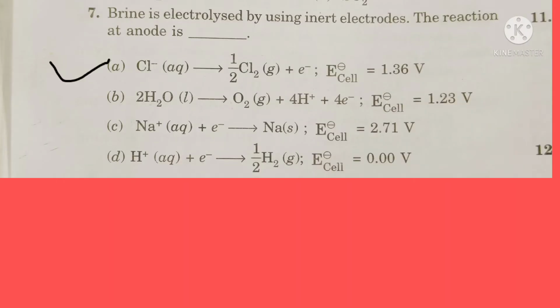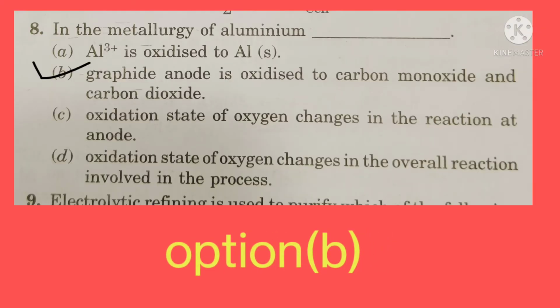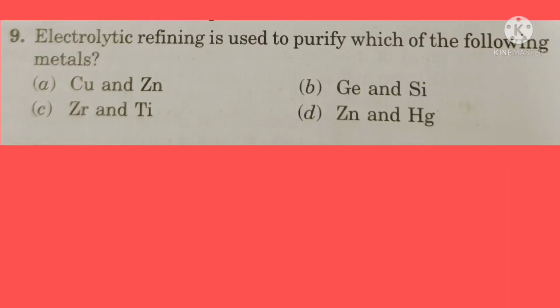Brine is electrolysed by using inert electrodes. The reaction at anode is chloride ions will give electrons in preference to water because water's discharge potential becomes less because of overvoltage. In the metallurgy of aluminium, graphite anode is oxidized to carbon monoxide and carbon dioxide.